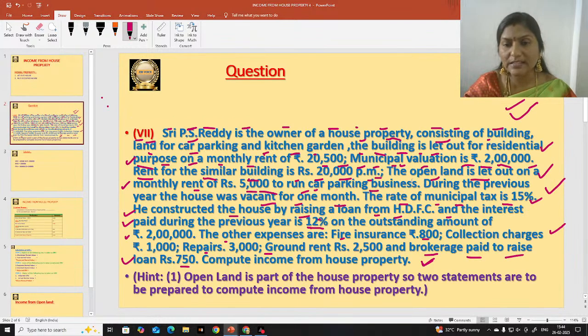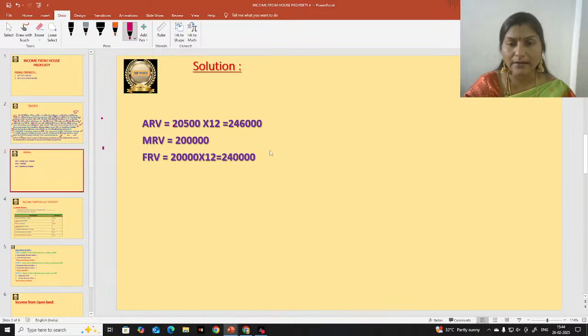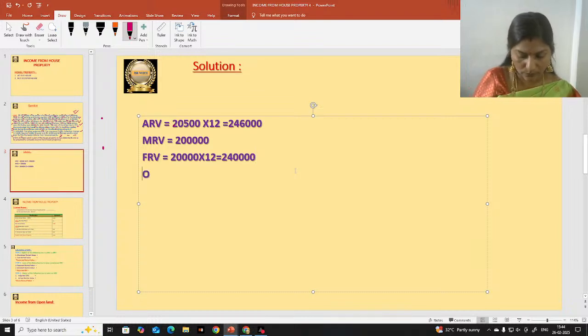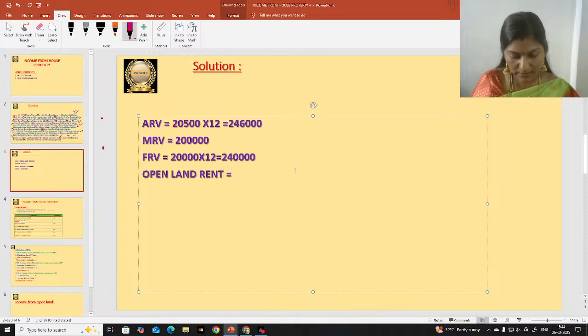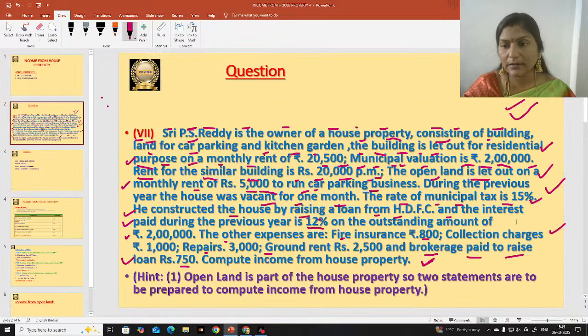Okay, so next, what else have they given here? Next, open land details are given. Open land is let out for how much rent? That is 5,000. Okay, so 5,000 is the rent for open land. Let us go and take that also. Open land rent is rupees 5,000 for 1 month, 5,000 per month. So we should multiply that by 12.